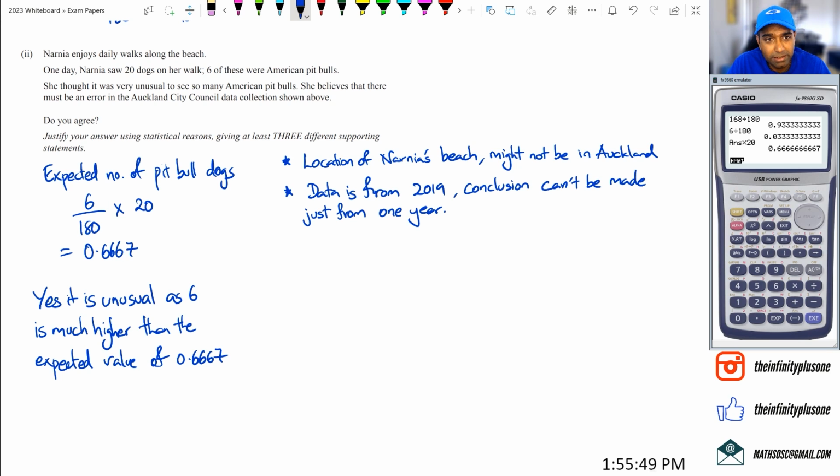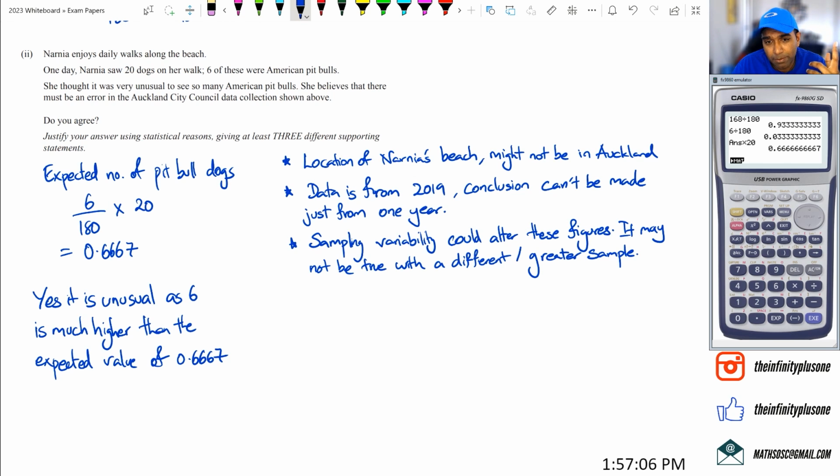The next thing is that this data was from 2019, and once again, you can't make a conclusion with data from just one year. What if that particular year just happens to have more pit bulls at that beach? We don't know. Ideally, we'd need a few more years before we can make that judgment or conclusion.